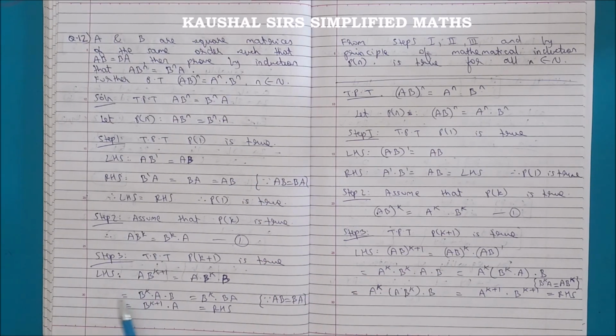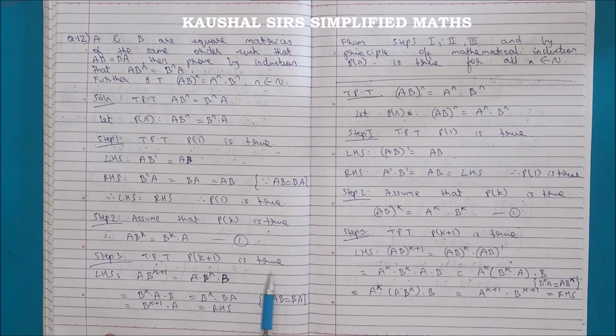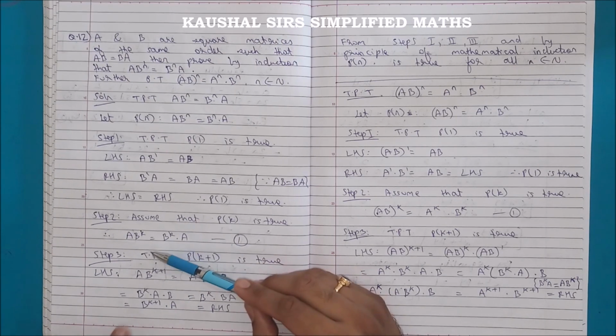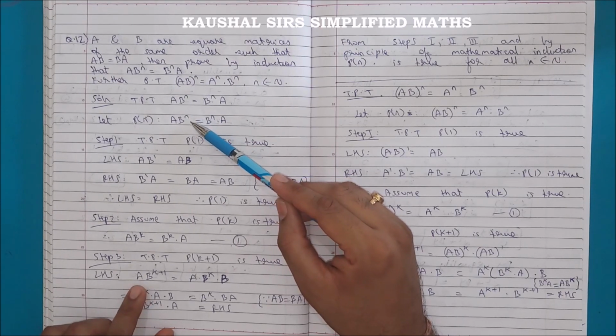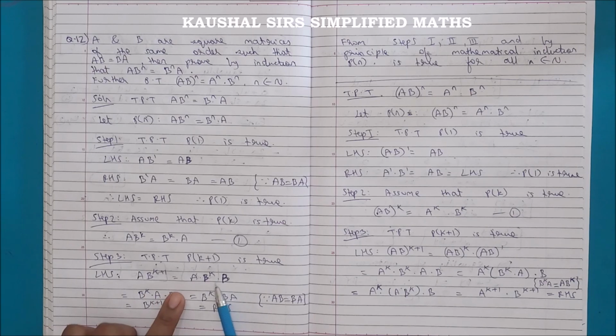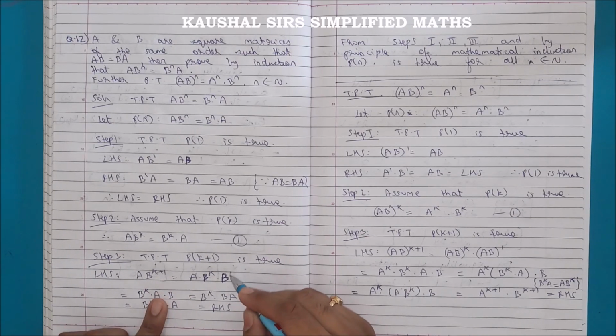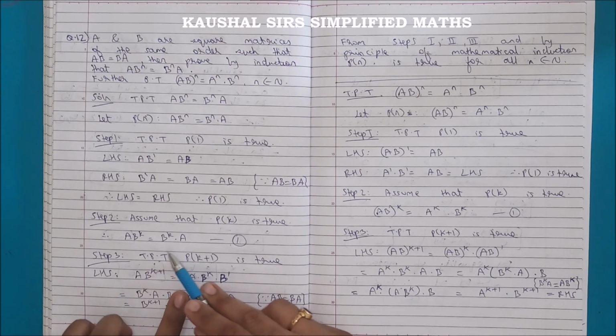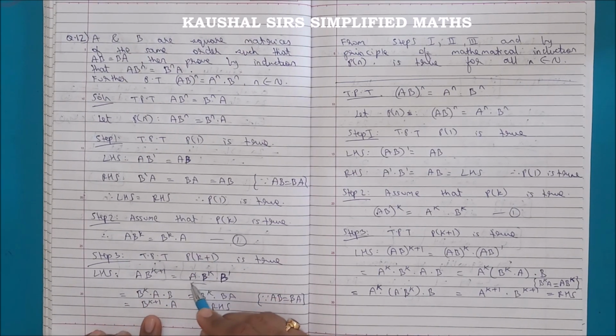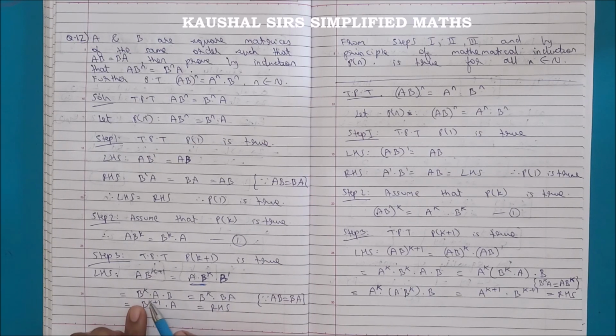Moving to step number 3, you have to prove that P(k+1) is true. So you start with LHS. Put k+1 in place of n, you get (AB)^(k+1). If you apply the law of indices, you get A into B^k into B^1. But from equation 1, the relation you have is A into B^k is the same as B^k into A. So in place of these two elements we can write B^k into A, and this B remains as it is.